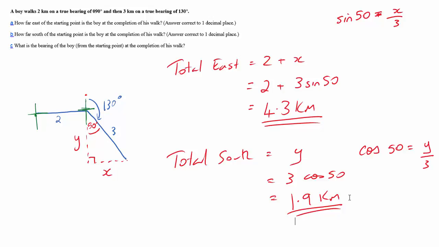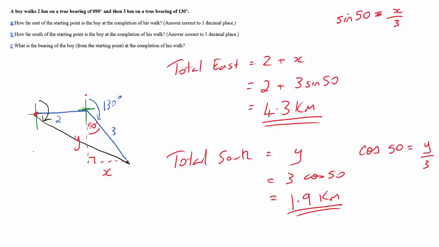Now, what we want to know is the bearing of the boy from the starting point. So if you stayed at the starting point and the boy walked out, we want to know what is the bearing of the boy. If you're here at the starting point and you're looking out at the boy, what is that bearing? Where did that boy end up? You're at the starting point looking out at the boy and asking yourself, where is this boy? We actually want the true bearing, so that's clockwise from north, so we need that whole angle there.